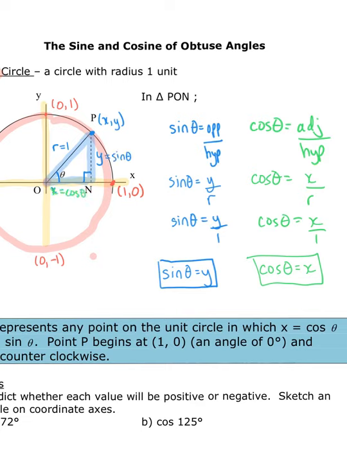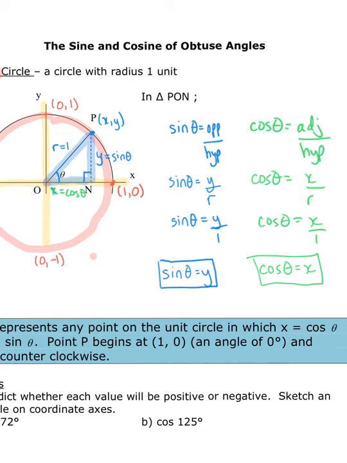And now we can just fill that in on the unit circle. So this length x on a unit circle, when the radius is 1, is equivalent to the cos theta. And this length y is equal to sine theta. We will mostly be working with the sine and cosine ratios, but we could find this tan ratio as well.